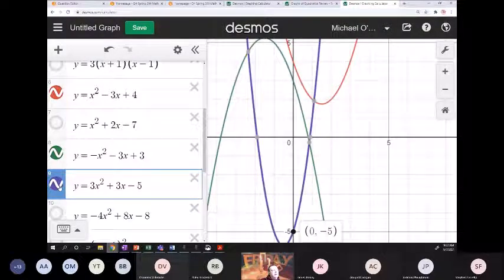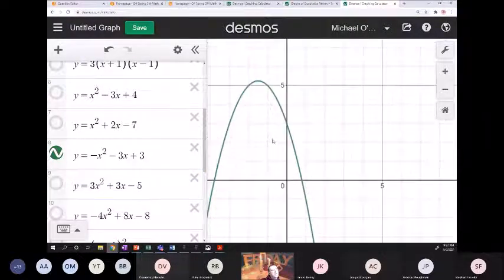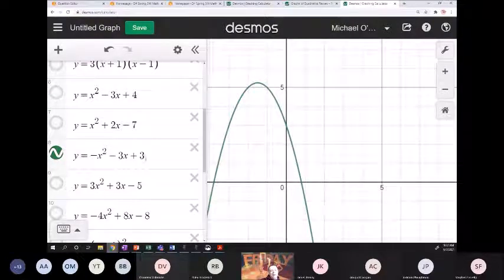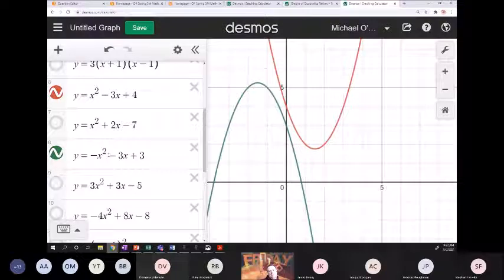My question for you right now is this. Why does the green one go down? The other ones went up. The red one went up. Why does the green one go down? The leading term, the x squared value, is positive or negative. All right? Good.